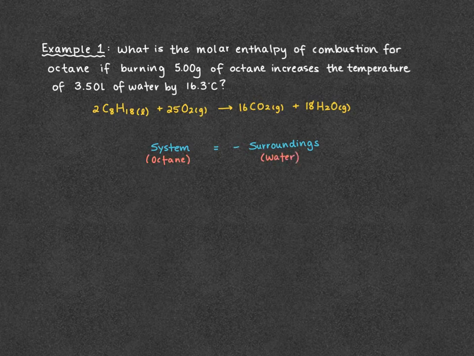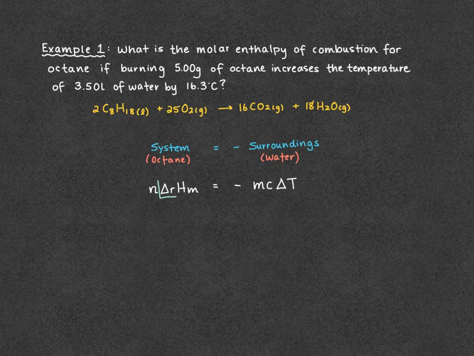Water is absorbing energy. So we can write down our equation that we had on the first page. n ΔrHm equals negative mcΔT. And we're going to be solving for the molar enthalpy of reaction. So we're solving for this term that's highlighted with the square. So we're just going to define all of the other terms. n is the number of moles of octane, so the moles of our reactant.